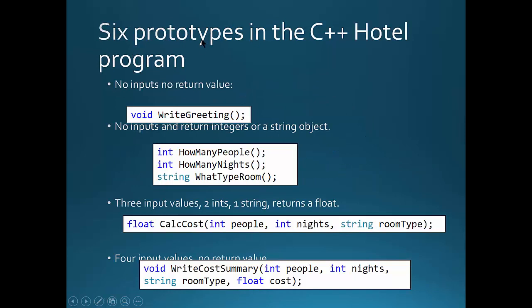So here's some examples of the prototypes that we'd use for that C++ hotel example. You can see there's write greeting, how many nights. Here's one which takes parameters and returns a value. Here's one that takes values and returns void. And you'll notice that they're just the top part of the function with a semicolon and no block of code after it.